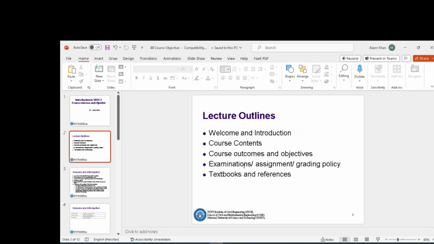So today is our first class, and the agenda of today's lecture is, first of all, I'll just introduce myself and welcome you all. Then after that, just briefly describe the course content, the outcomes and objectives. After that, examination, assignments and grading policy. And finally, the textbooks and references which you can consult.